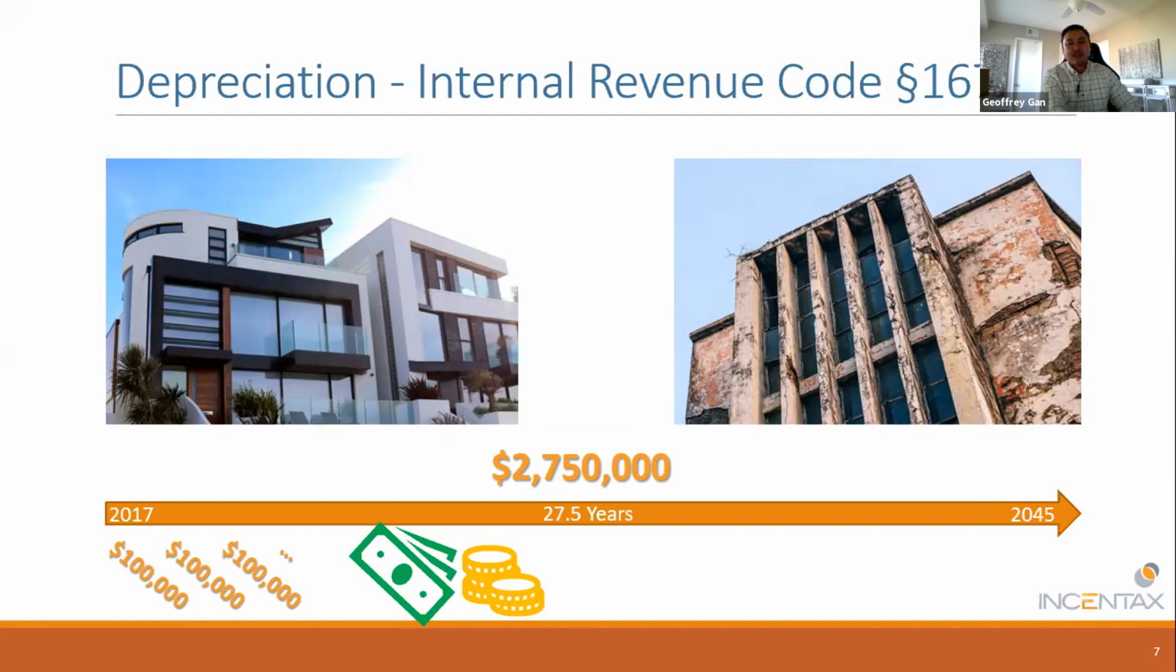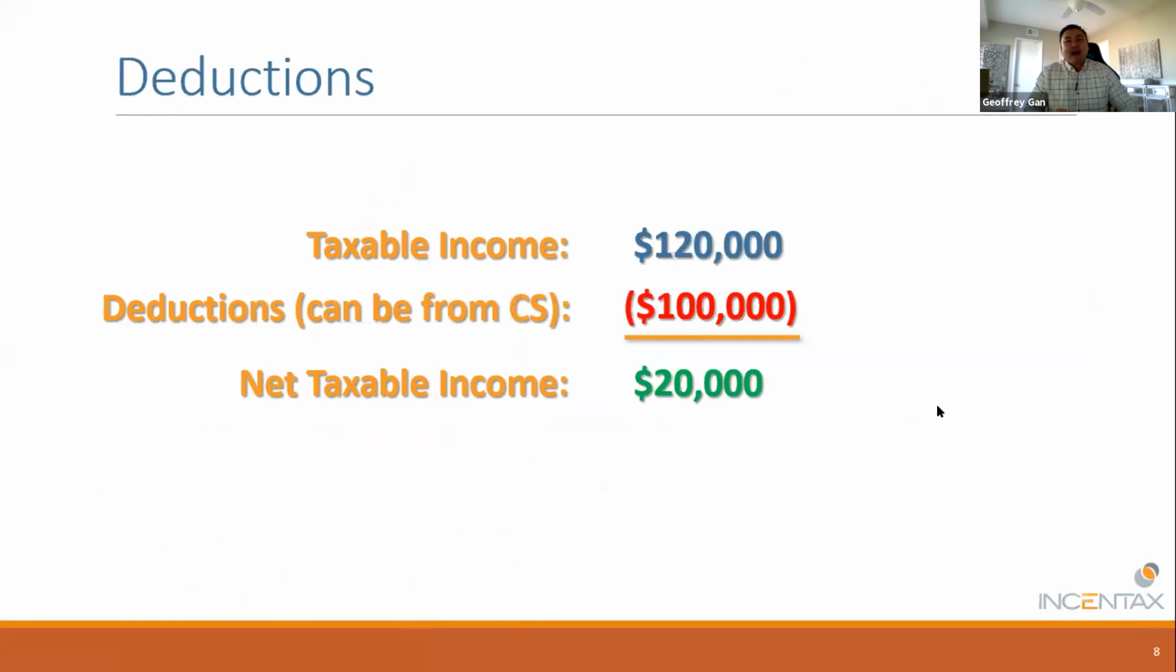And so let's just jump into accounting 101, because this forms the backbone of cost seg studies. So what is a deduction, right? Let's say that our taxable income, it was a pretty good year and we made $120,000 this year. If we bought that asset back in 2017, we're getting that $100,000 deduction. So our taxable income then is that difference. So instead of being taxed on $120,000 in 2020, we're only taxed on $20,000.